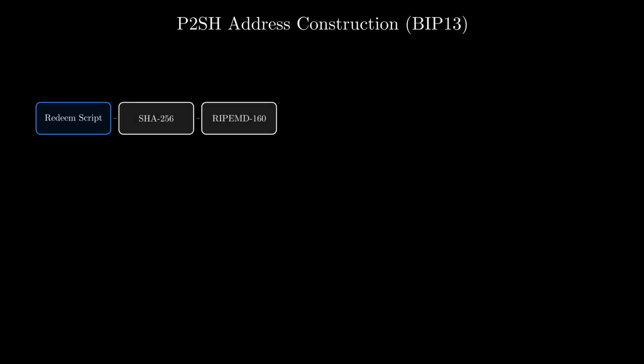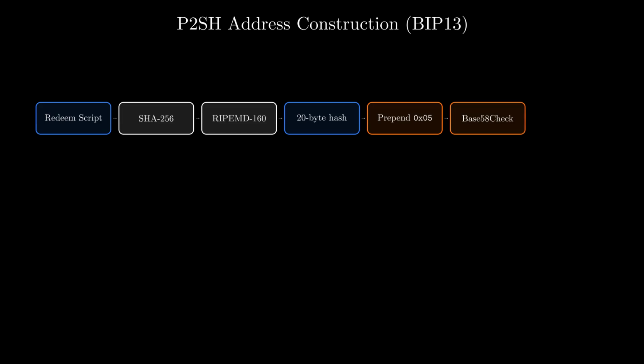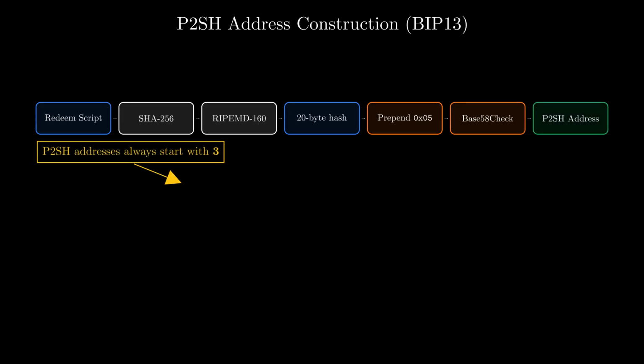Now the address. BIP 13, Bitcoin Improvement Proposal 13, defines how to encode a P2SH hash as something users can paste into any wallet. Take the 20-byte hash, prepend the version byte 0x05, then run it through Base58Check, an encoding that adds a checksum and avoids confusing characters. Version byte 5 produces addresses that always start with the digit 3.